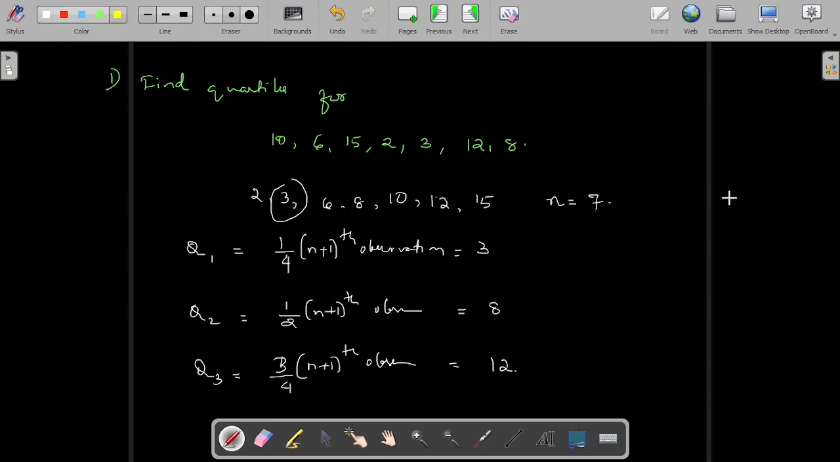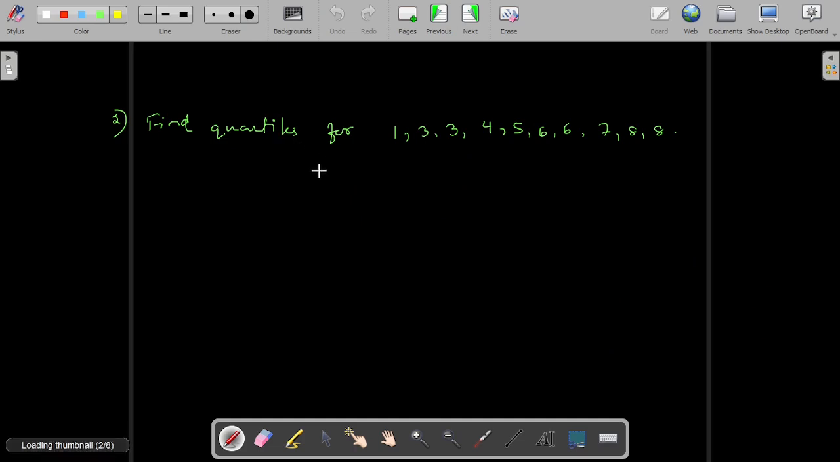Therefore, the whole distribution is divided into now 4 equal parts. So, this is your Q1, this is Q2, this is Q3. So, 25% of the data has 2 data values 2, 3. 50% of the data has 4 data values 2, 3, 6, 8. And 75% of the data has 2, 3, 6, 8, 10, 12. These many data values. See, next problem, find the quartiles for this data.